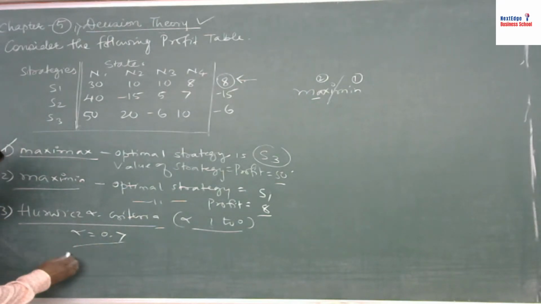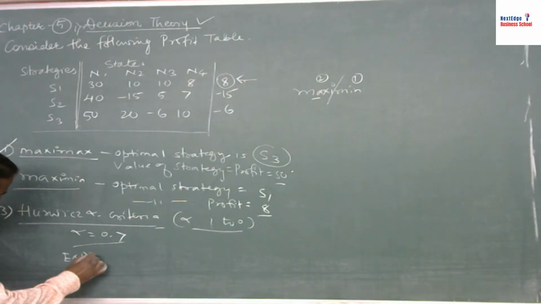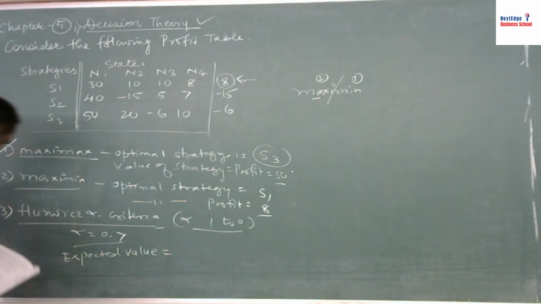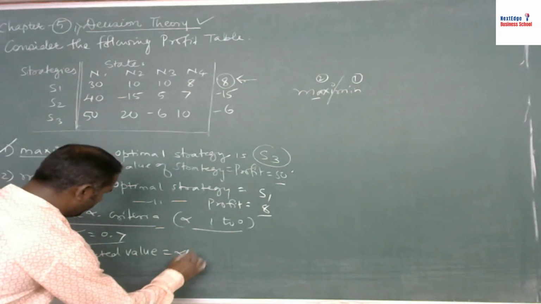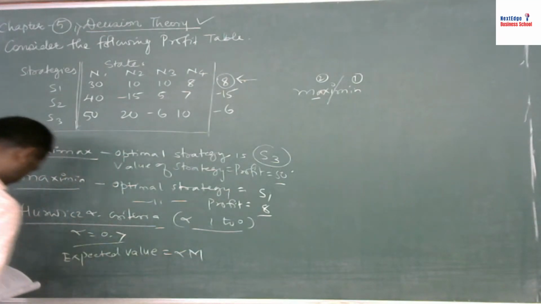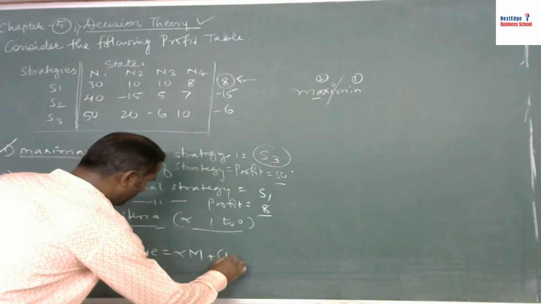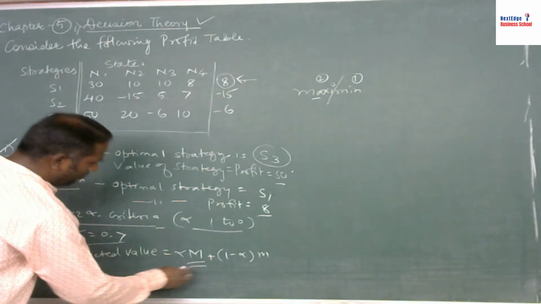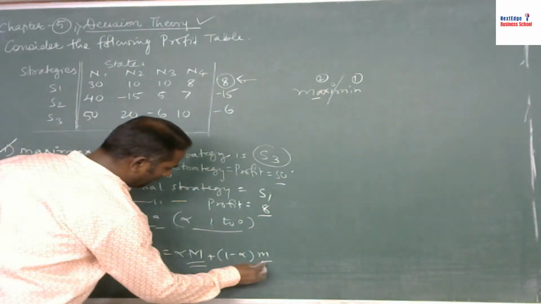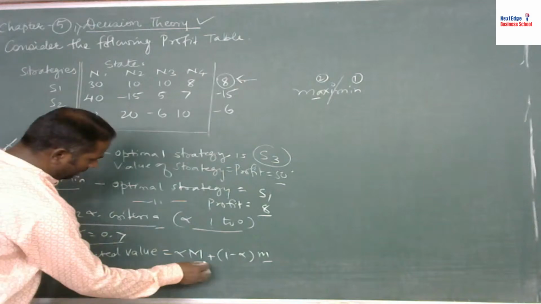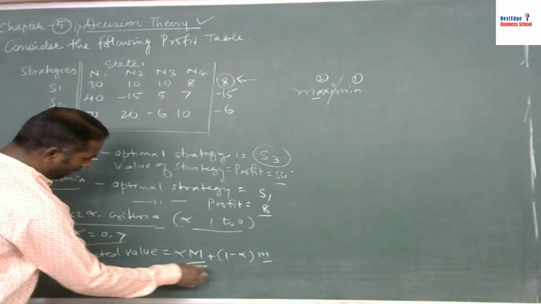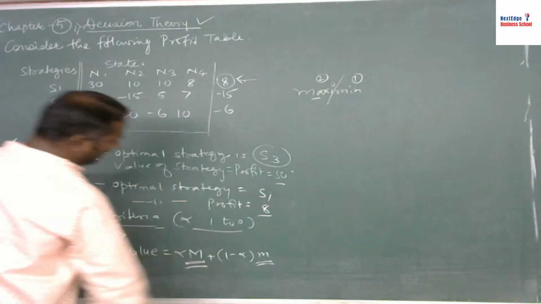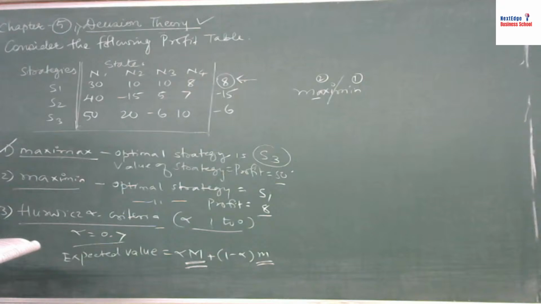And the formula to calculate the Hurwitz criteria is: expected value is equal to alpha into capital M plus 1 minus alpha into small m. Capital M represents the highest or largest value in the row, and small m represents the lowest value in that respective row, right? So how can it be calculated now?